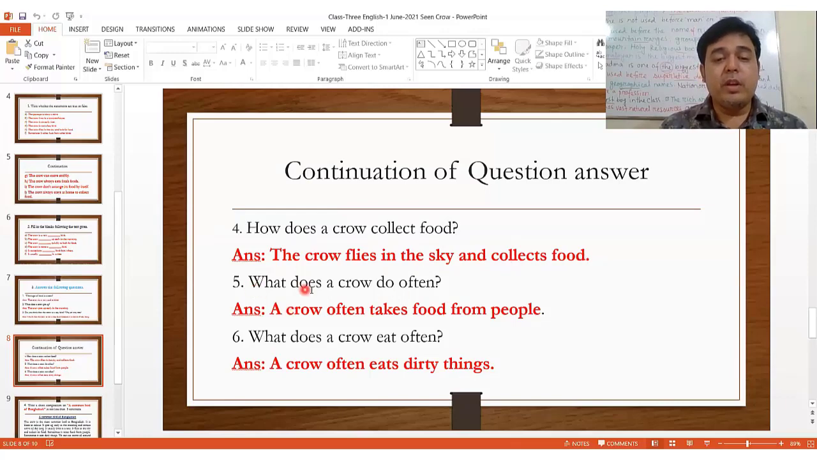Number 5, what does a crow do often? Answer: a crow often takes food from people.